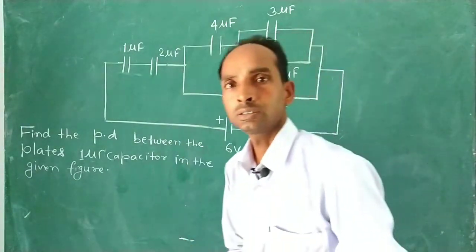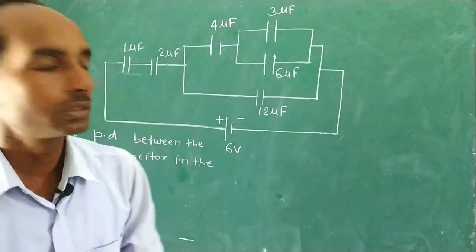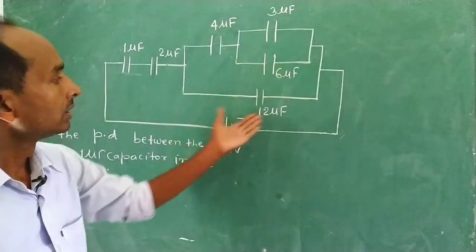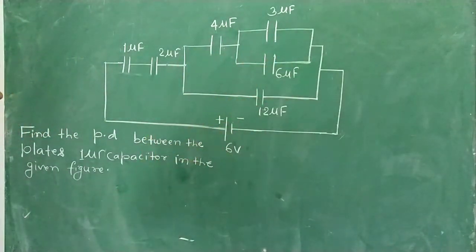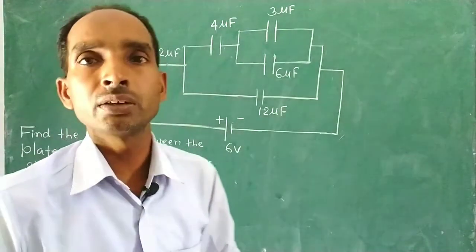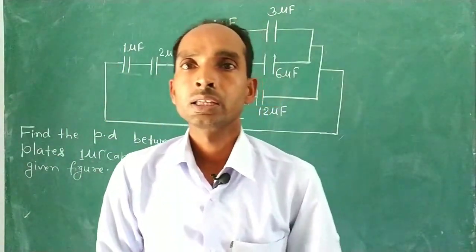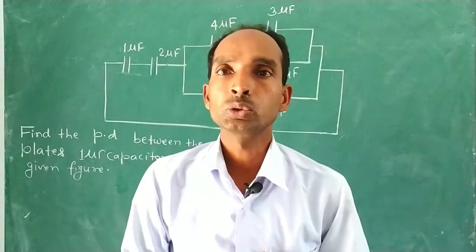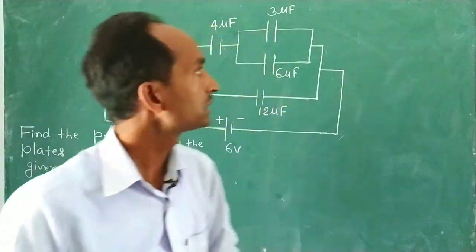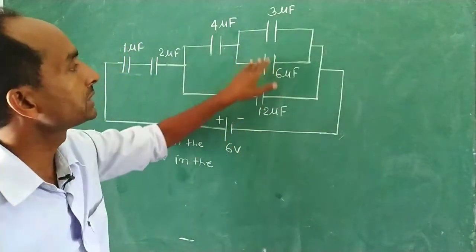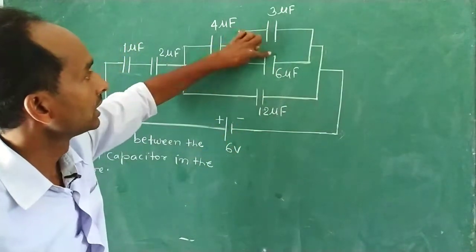So, let us find the equivalent capacitance between the plates of these circuits. First of all, we find the equivalent capacitance of those branches of the circuit which have the maximum number of capacitors connected.